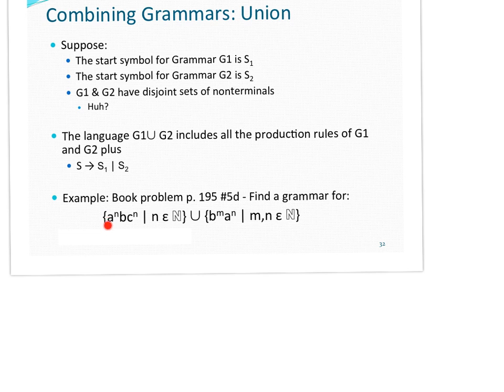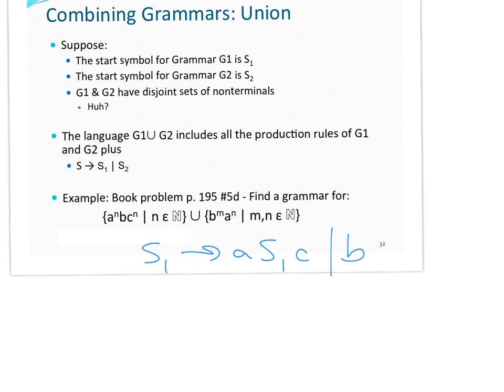So we've got a to the n, b, c to the n. Well, we just did that, didn't we? So we'll just use S1 instead. So S1 goes to a, S1, c, or b. And we need a grammar for the second one, which is b to the m, a to the n. M and n are natural numbers. So this is just actually the language b star, a star, right? This first language here is not regular, but the second one is. So just a bunch of b's followed by a bunch of a's.